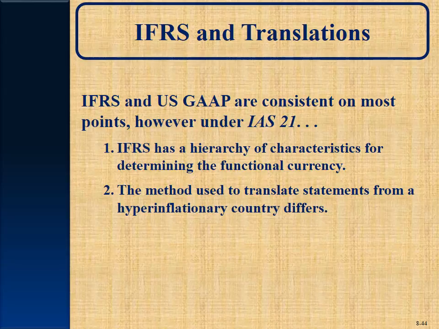IFRS and US GAAP are consistent on most points. However, IFRS has a hierarchy of characteristics for determining functional currency, and the method used to translate statements from a hyperinflationary country differs. So basically, they do follow, you translate according to the current rate and the temporal rate, depending on what the functional currency is of the subsidiary.